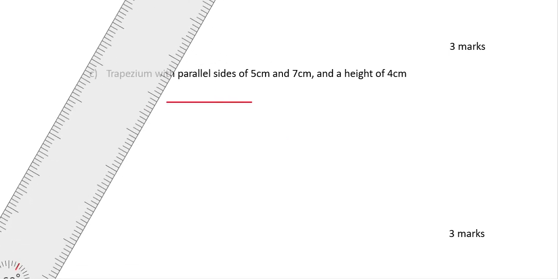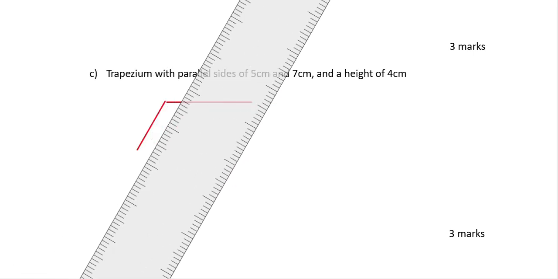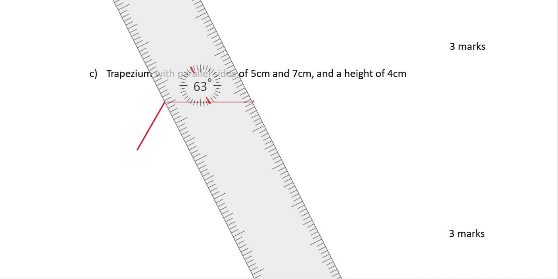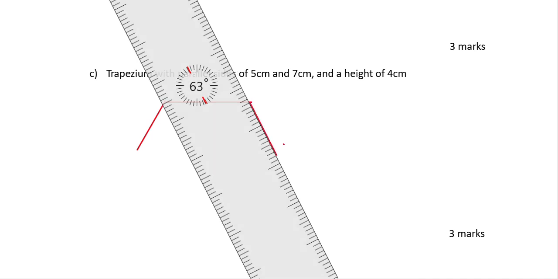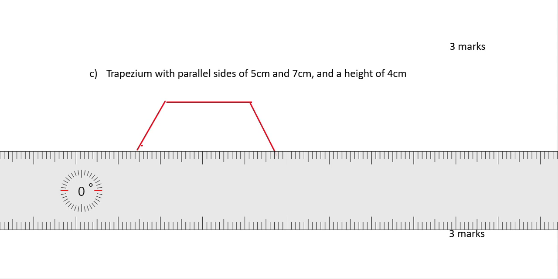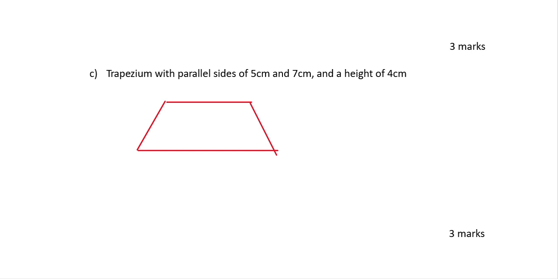Something's wrong here. Draw something similar. It doesn't have to be exactly the same, okay? As long as it looks like a trapezium, you'll be fine. Now the parallel sides of 5 and 7 centimeters. So these here are the parallel sides. Because the bottom one is longer, I'm going to label that as 7, and the line above is 5 centimeters.